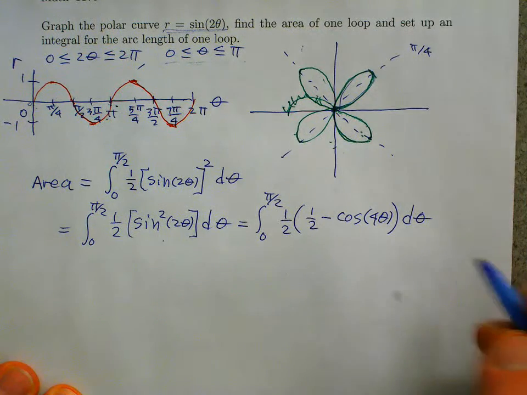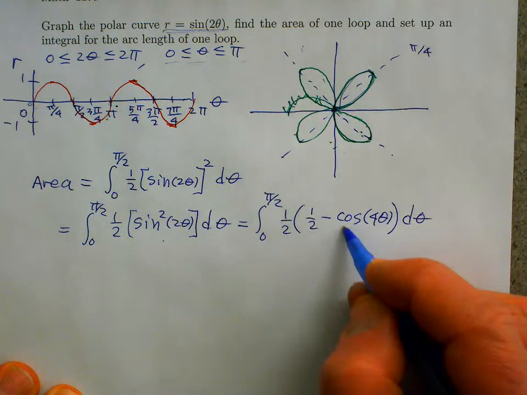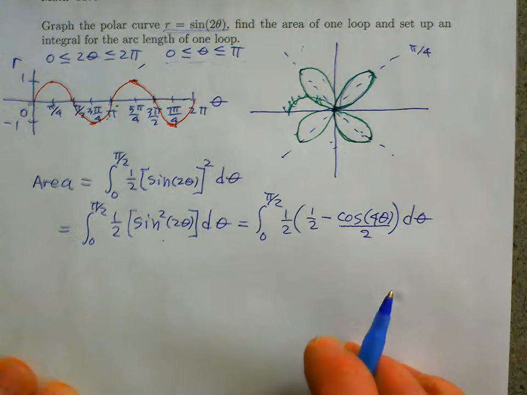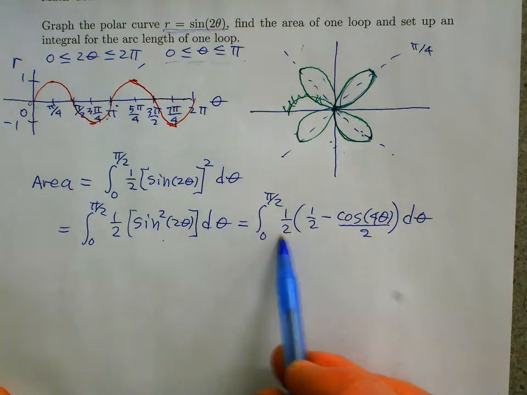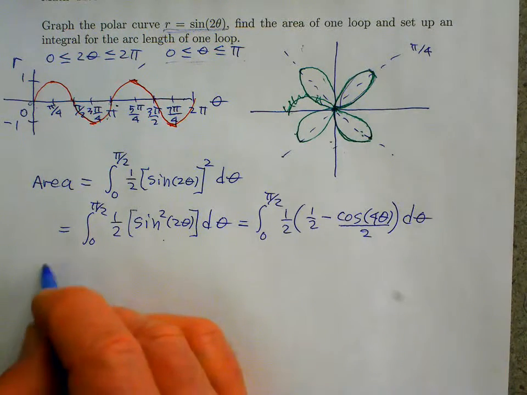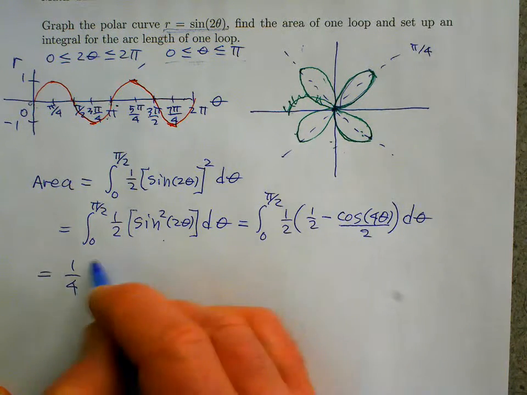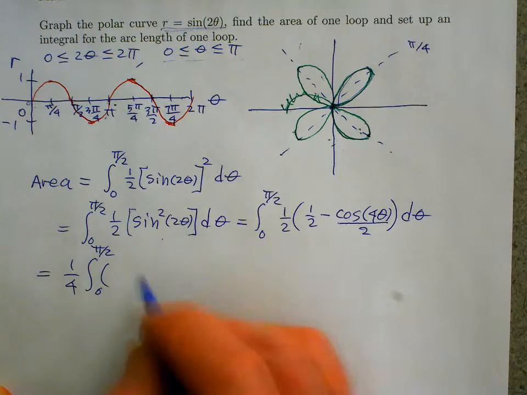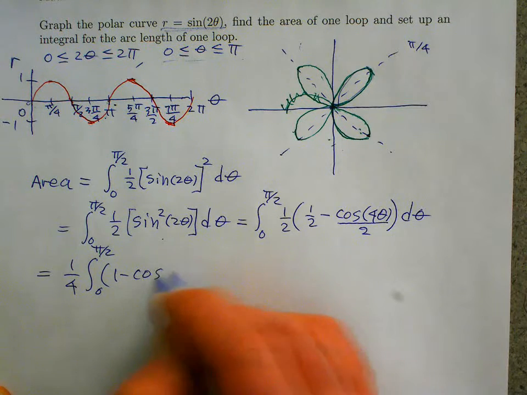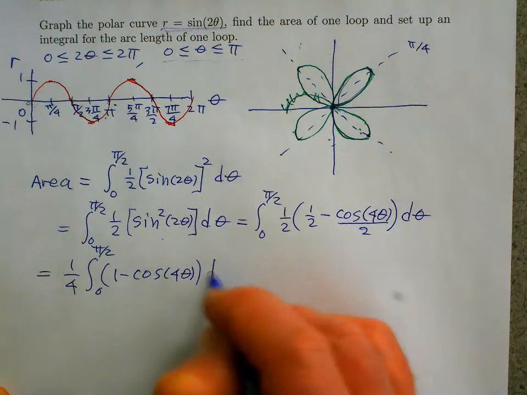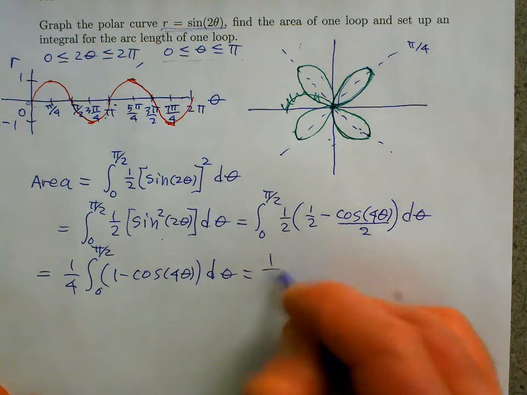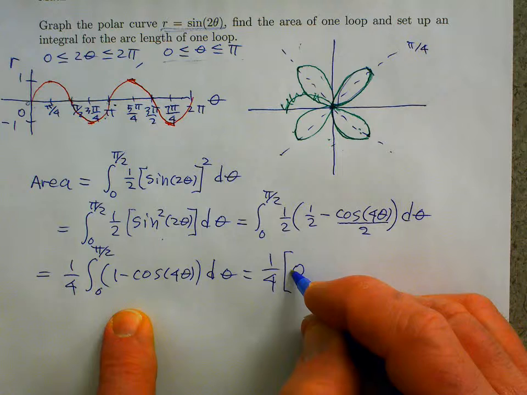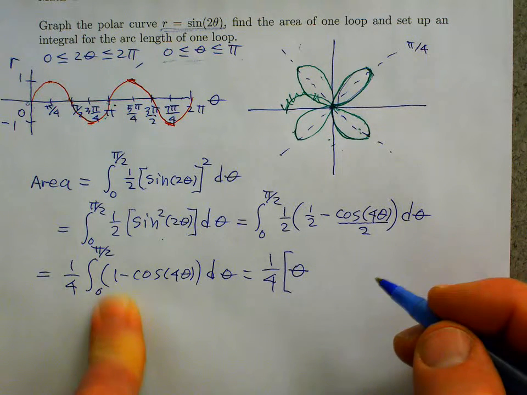So if we factor out the 1/4, we're going to get 1/4 times the definite integral from 0 to pi over 2 of 1 minus cosine of 4 theta d theta.